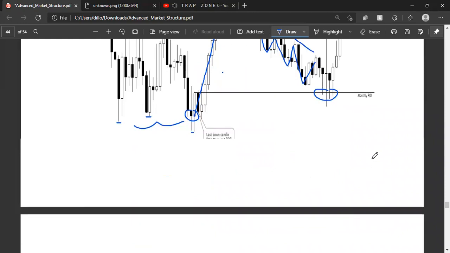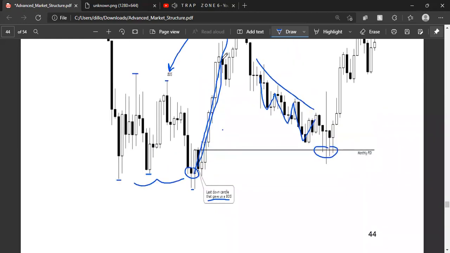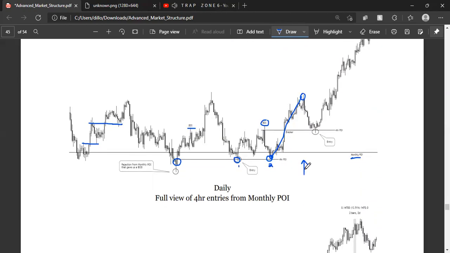So from this impulse up, when we get back into this area, we want to see our monthly be bullish, but we can't expect the monthly to be bullish until our lower time frame is bullish as well, and it equals our higher time frame, right? So we see this huge break of structure.